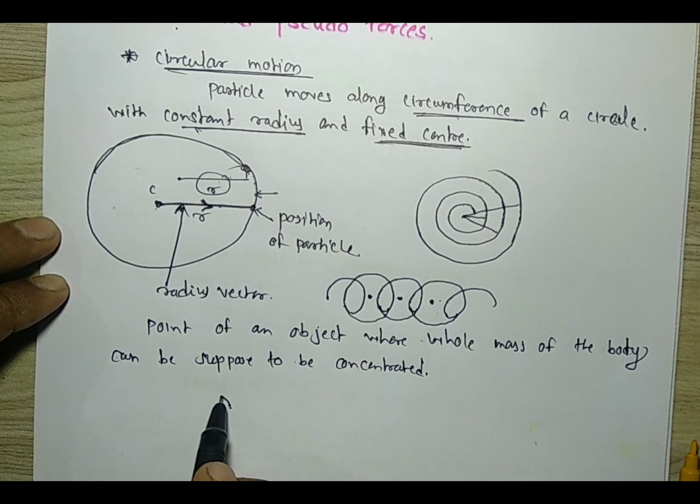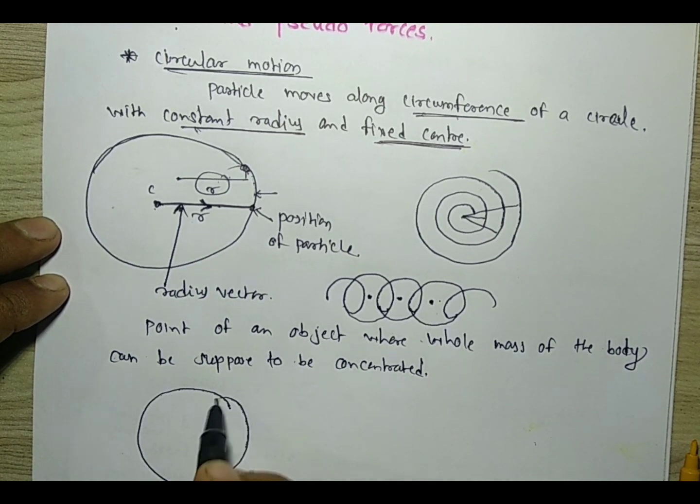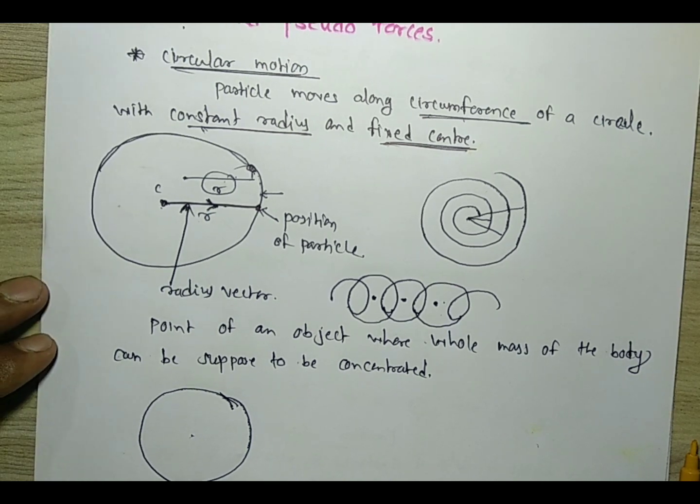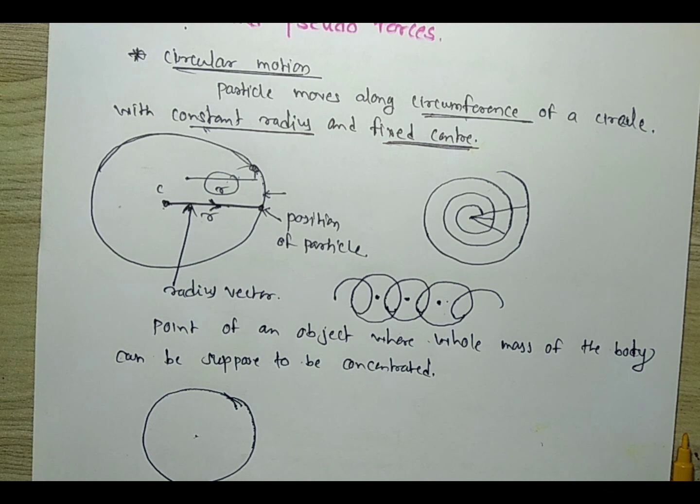When we consider a circle or any tire of a vehicle, the whole mass of the body can be supposed to be concentrated at the center, and therefore it is the center of mass of that body. Now we are going with the kinematical equations. First of all, we have to think about rotational motion. What is the real force and what is the pseudo force? First we think about those things, and then we move to your kinematical equations and so on.